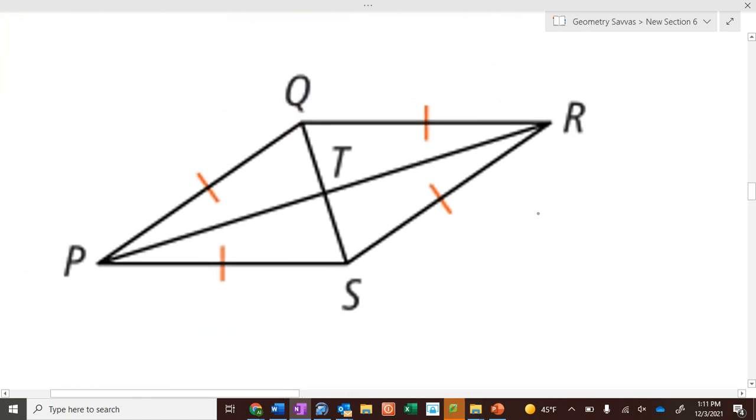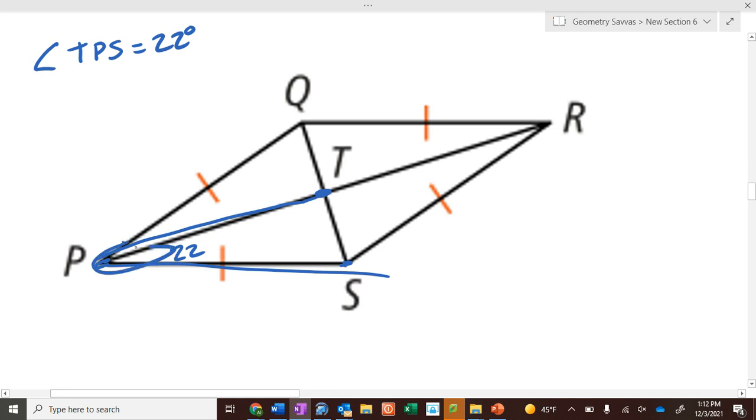All right. Let's say angle TPS equals 22 degrees. Let's figure out every other angle. When I say TPS, which angle am I talking about? P, and is it the big one, or one of the little ones? Little ones. It's this one right here. TPS means this angle right here.